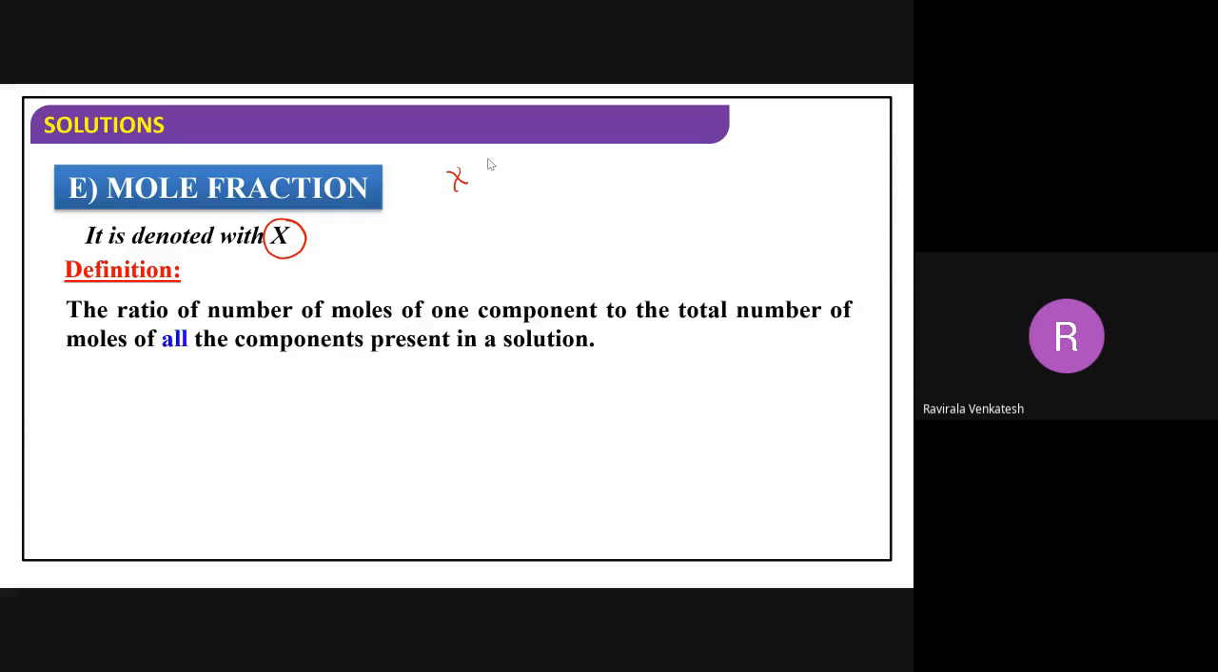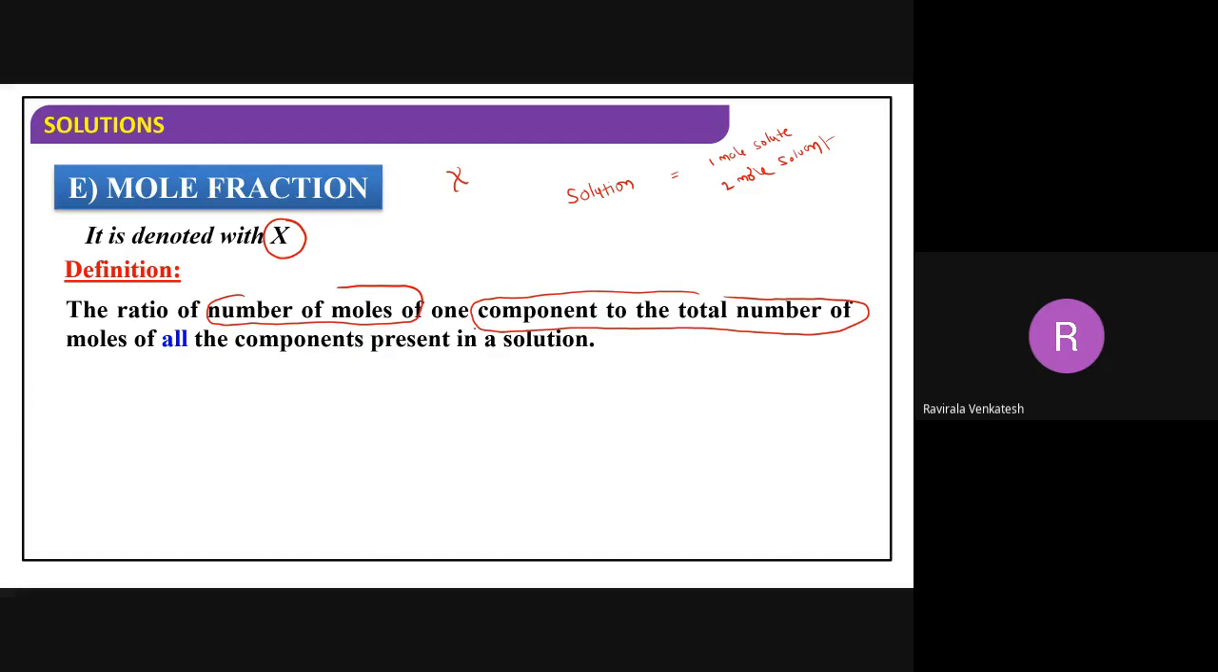Now, first of all, we'll see. Very simple. The number of moles present in the total number of moles of the components here is called mole fraction. For example, a solution is there. In this solution, you are having 1 mole of solute and 2 moles of solvent.